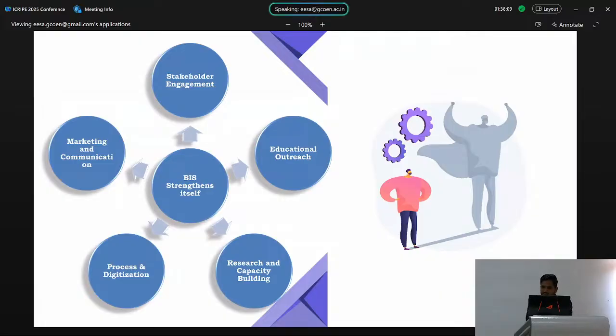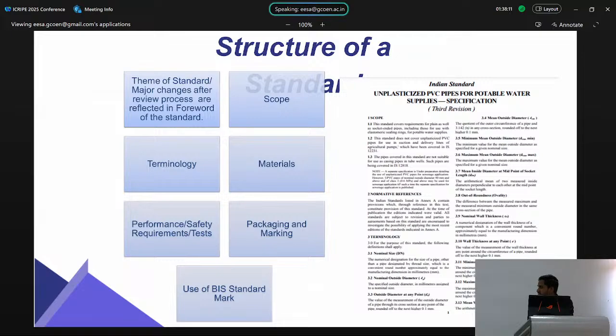Then there is the scope of a standard. The scope of a standard clearly indicates what the standard is for. Then terminology: what are the new terminologies that are used in the standard. Materials: for a product, different materials are used, and what are the materials that are used in the standard for this product. Then performance and safety requirements: what are the requirements of that product given in the standard.